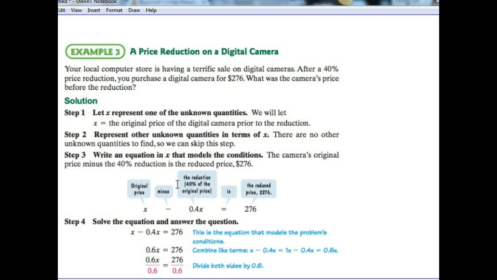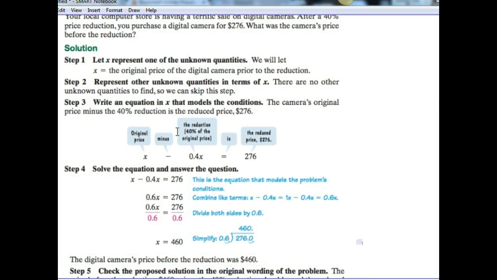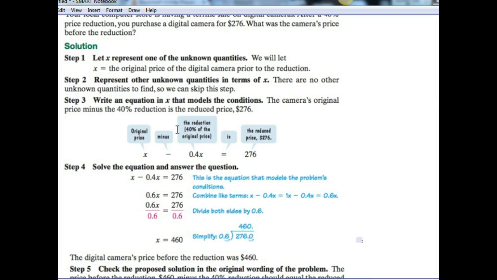Well, the unknown quantity should always answer the question that's being asked. What was the camera's price before reduction? So X becomes the original price of the digital camera before the reduction. The variable should always answer the question that's being asked in a word problem.